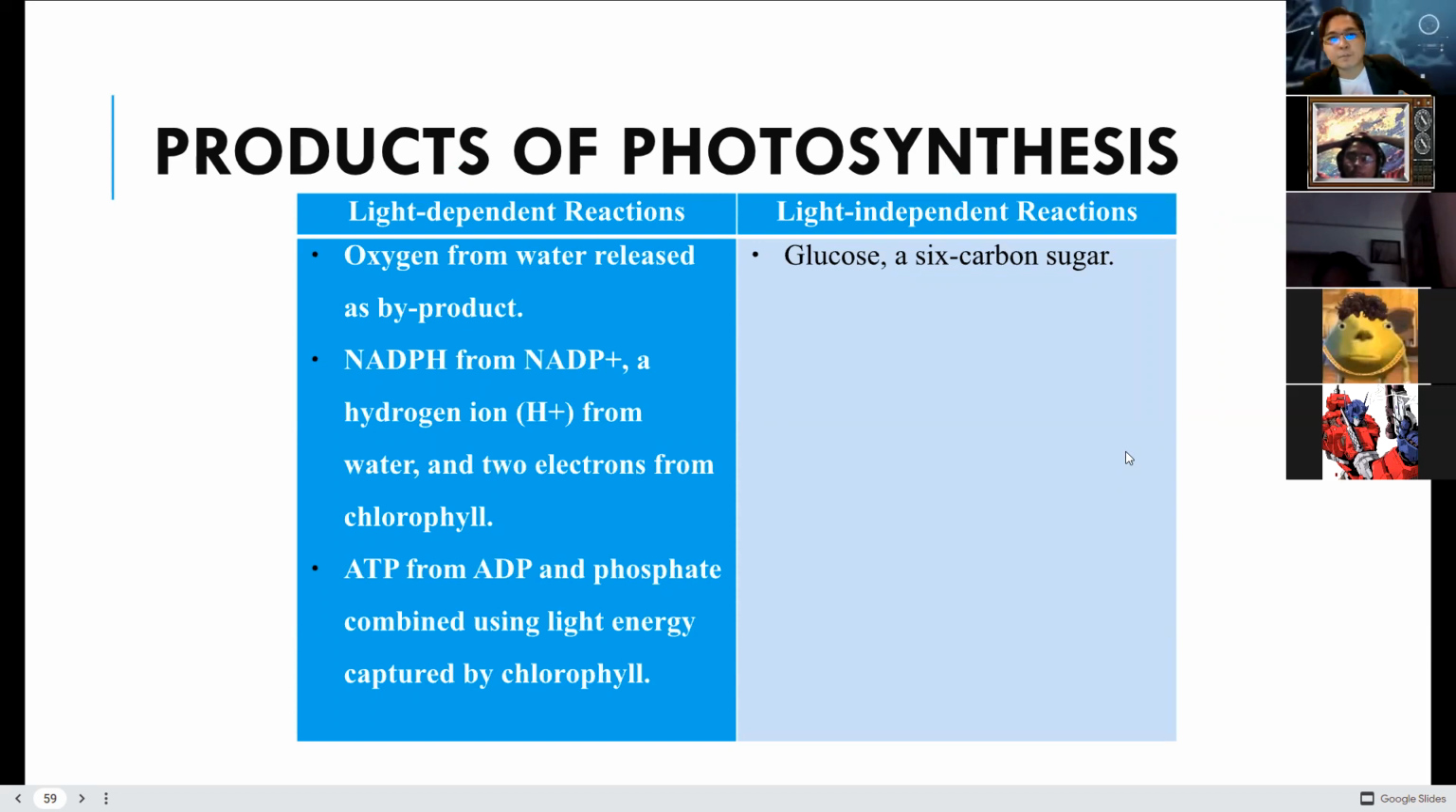So the products of the light-dependent reactions are NADPH and ATP, which are actually the raw materials for the light independent reactions. And again, the product of the light independent reactions is glucose. It is a 6-carbon sugar, C6H12O6.